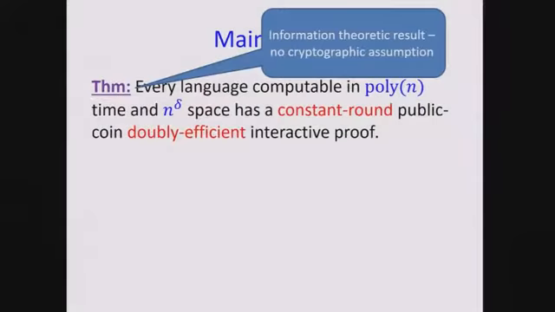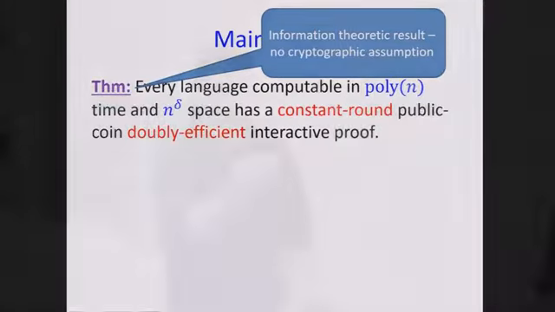Okay, and one thing I want to stress here is that this is an information theoretic result. So we're not making any cryptographic assumptions. We're not assuming that the cheating prover is computationally bounded. I'm not claiming that our protocol is practical in any way, but the fact that you don't use crypto can many times be beneficial for implementations where crypto is expensive.